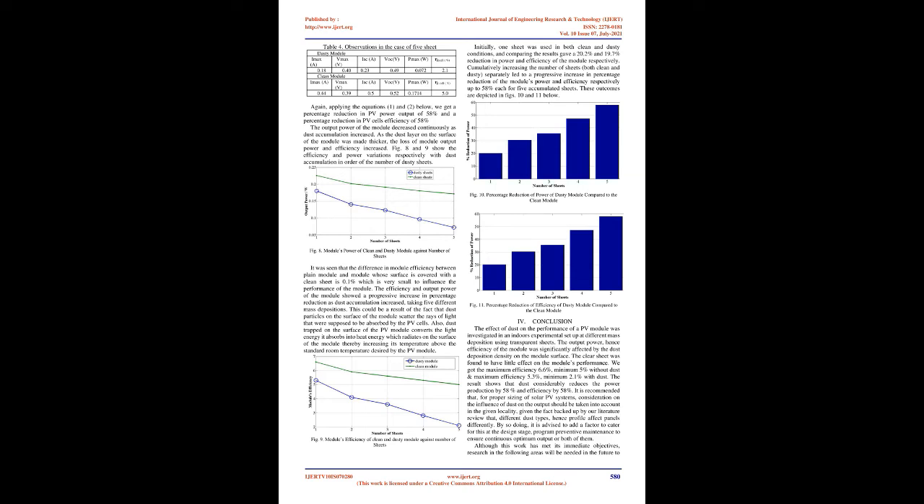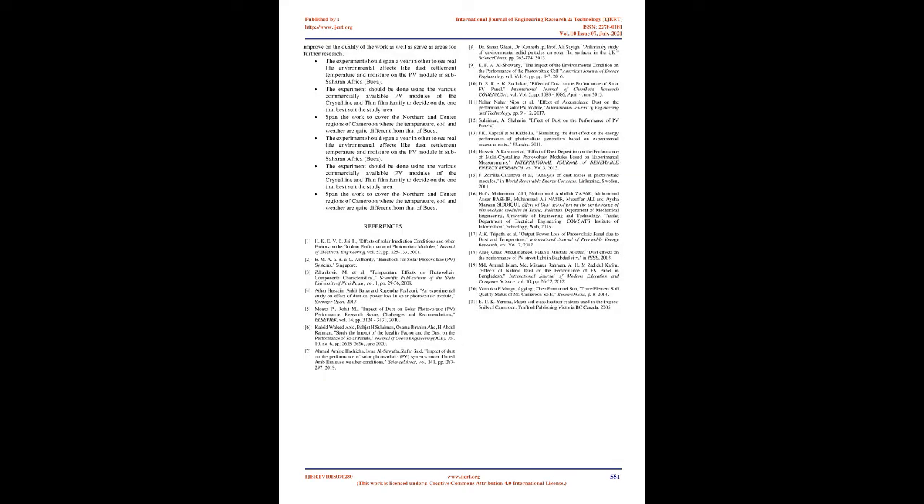As the dust layer on the surface of the module was made thicker, the loss of module output power and efficiency increased. Fig 8 and 9 show the efficiency and power variations respectively with dust accumulation in order of the number of dusty sheets. It was seen that the difference in module efficiency between plain module and module whose surface is covered with a clean sheet is 0.1%, which is very small to influence the performance of the module.